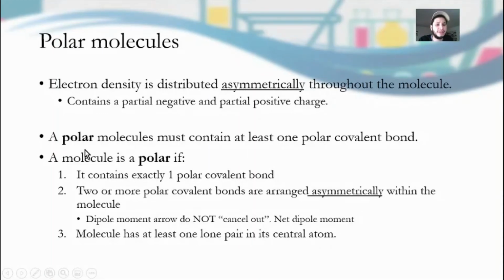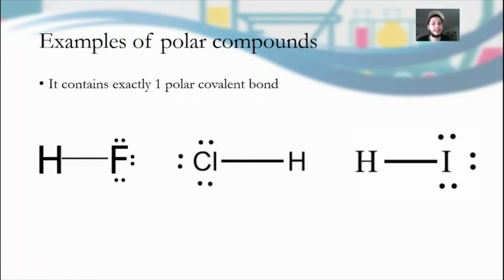So let's look at the first requirement. Let's suppose I have a molecule with just one polar covalent bond. Let's look at HF, HCl, and HI. These three are actually molecules as well. This is a molecule of hydrofluoric acid, this is one molecule of hydrochloric acid, and this is one molecule of hydroiodic acid.